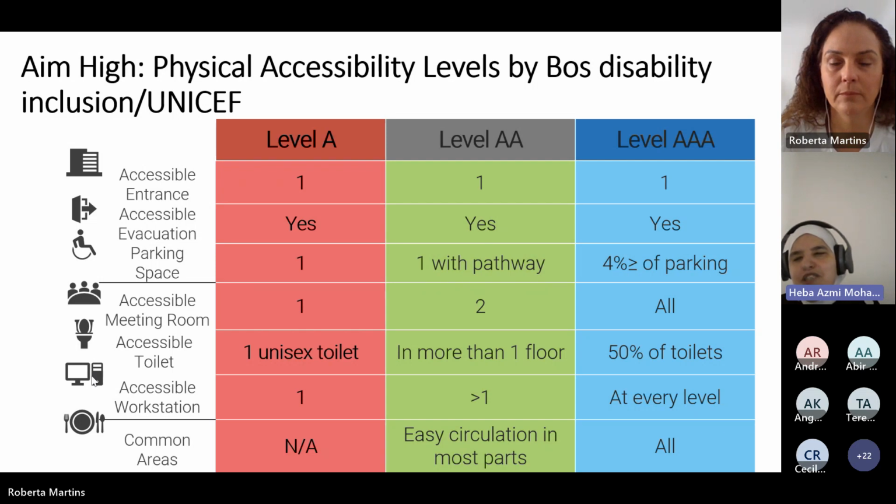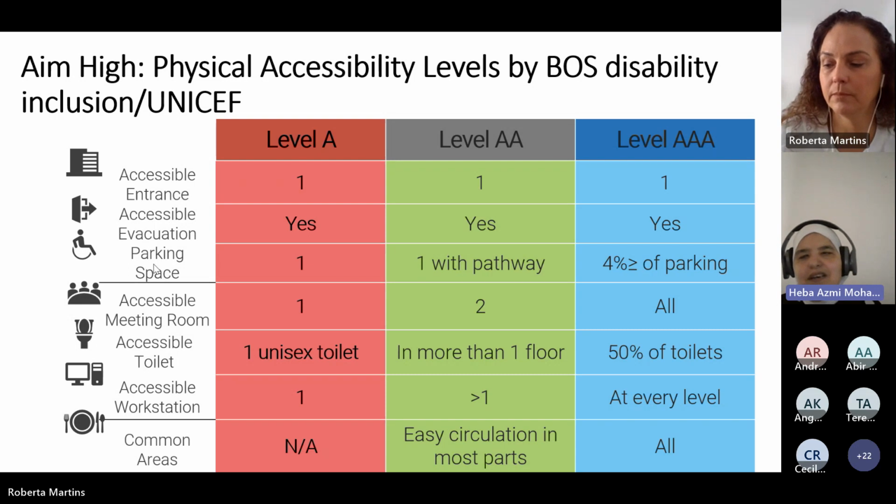And each level provides benchmarks for country offices to use as a self-assessment tool and to prioritize their next steps. So for example, in level A accessibility, 1 accessible parking space should be available, 1 accessible entrance, 1 accessible toilet, 1 meeting room, and 1 workstation. But in the high level of accessibility, more than 25% of parking spaces should be accessible, 50% of the toilets should be accessible, and all meeting rooms should be accessible.